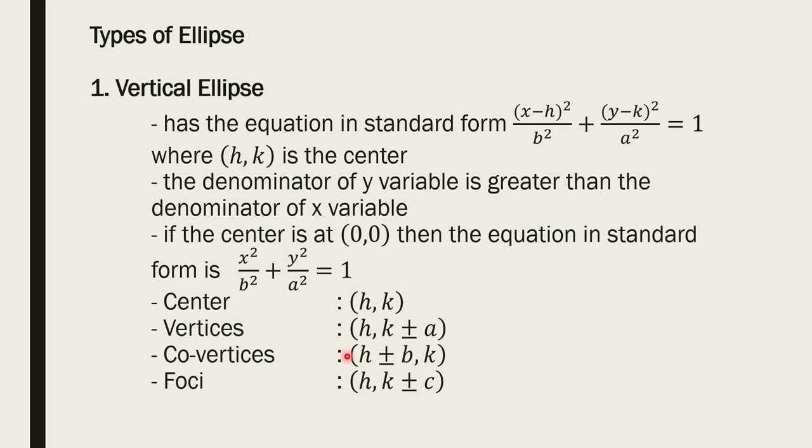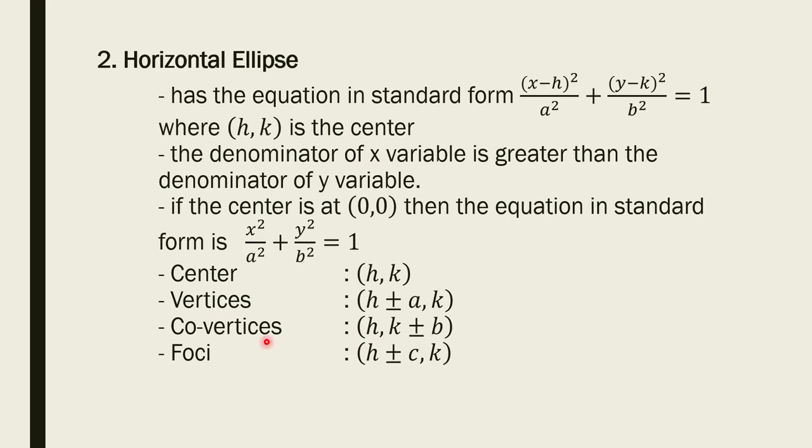Same observation when we encounter a horizontal ellipse. As you look at the properties, the vertices and the foci are written alike, except for the letter a and the letter c. And in identifying that the given standard equation is a horizontal ellipse, all you need to do is observe the denominator of the given standard equation. Again, it should be in standard form before we can say that it is a horizontal or a vertical type of ellipse.